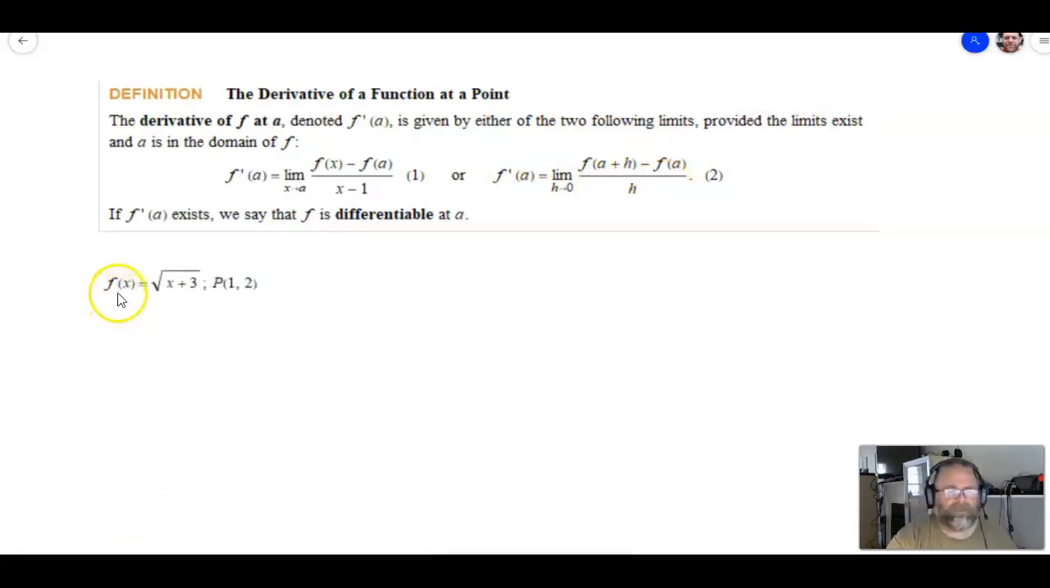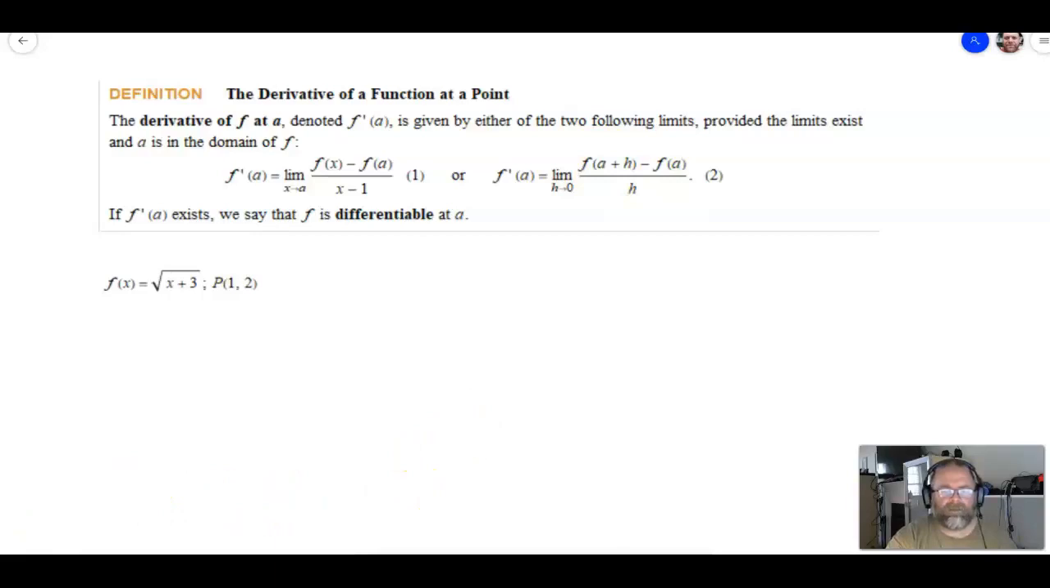Okay, so this next one is f of x is equal to the square root of x plus 3, and we want to find the derivative at the point 1, 2. Now remember, sometimes they don't give us the y value there, and if they don't, then we just plug the 1 in, and 1 plus 3 is 4, and the square root of 4 is 2. So that's how they get the 2 there. So go ahead, try this one using this second definition here, and then we'll go over it together.